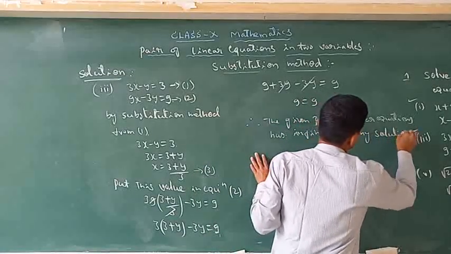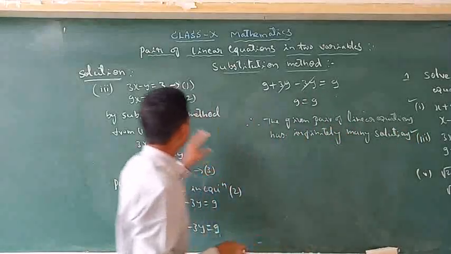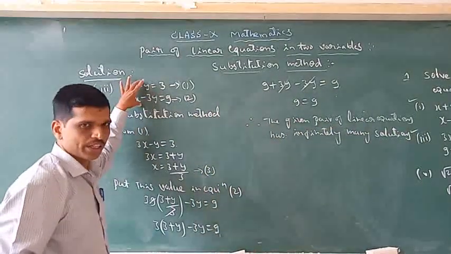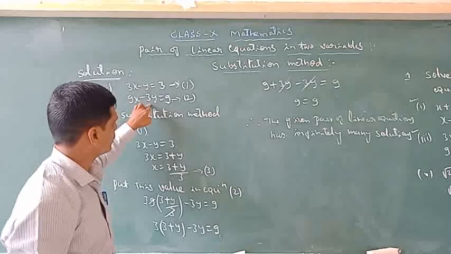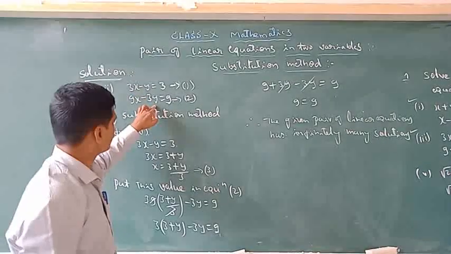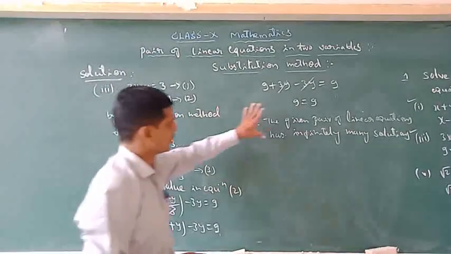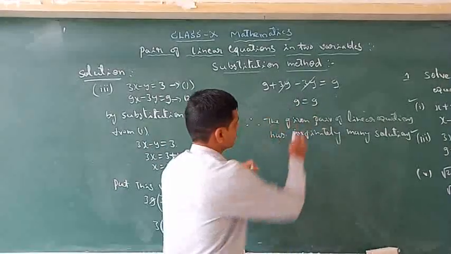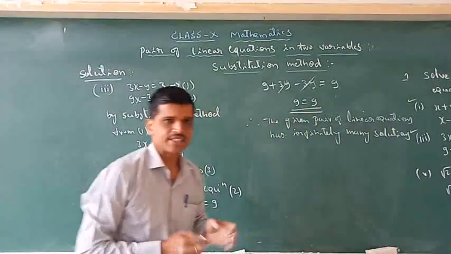Infinitely many solutions, because the pair of equations, observe here, both are equal. I think in reducible form these and these are equal. So that is why the value becomes like this, meaning left hand side and right hand side are equal.